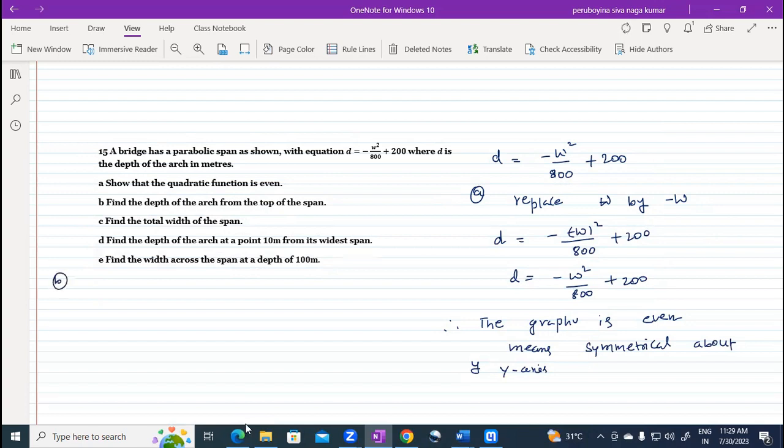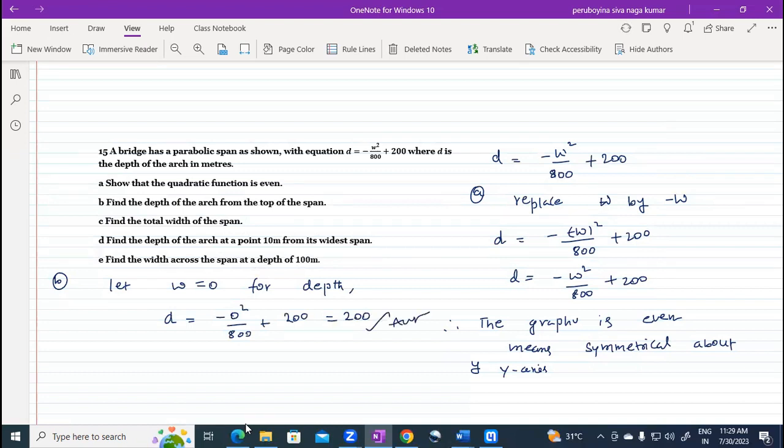Second part, what the second part says: find the depth of the arc at the top of the span. Find the depth d value he is asking. Let w equal to 0 for depth. Then d equal to minus 0 square by 800 plus 200. It will be 200. Check your answer.